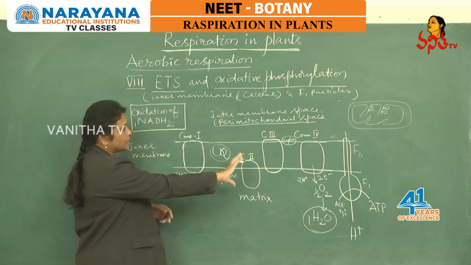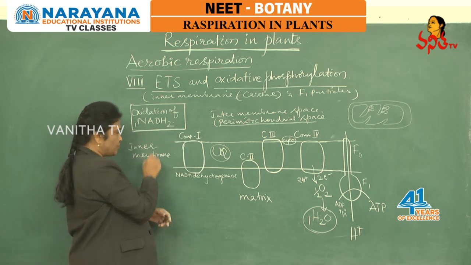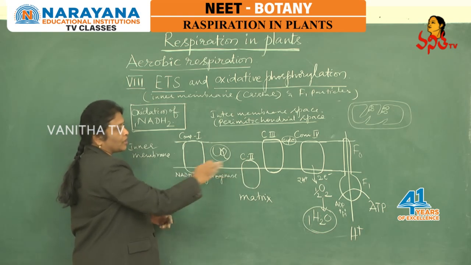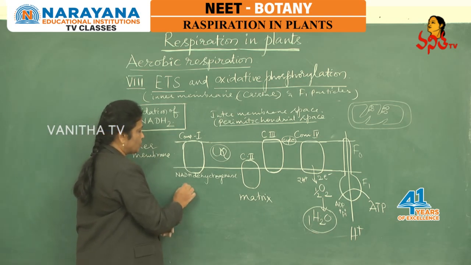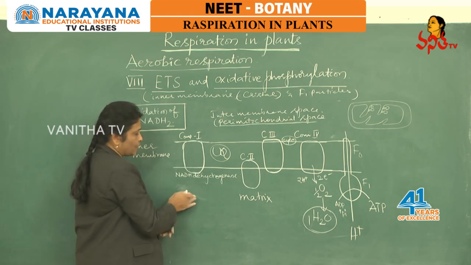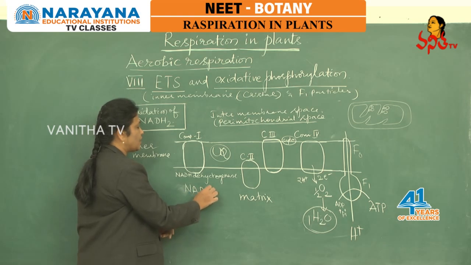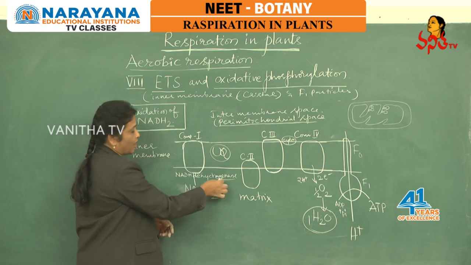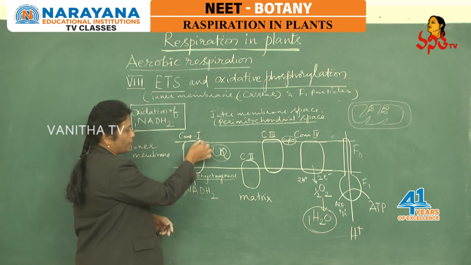Now, in this scheme, I am going to explain the oxidation of NADH2, what happens, and how that energy is utilized for ATP synthesis. Now let us see. Here I represent the oxidation of NADH2. NADH2 is added to the matrix, and it undergoes oxidation. Oxidation of each NADH2 molecule occurs in the presence of the enzyme NADH dehydrogenase, and this enzyme is a part of complex 1.